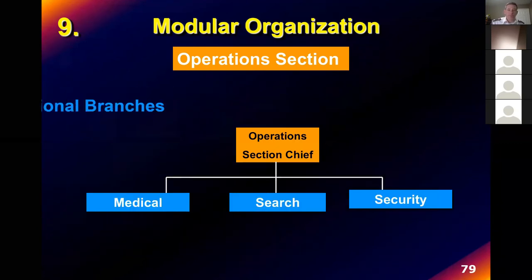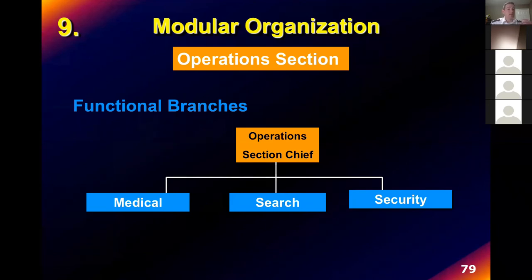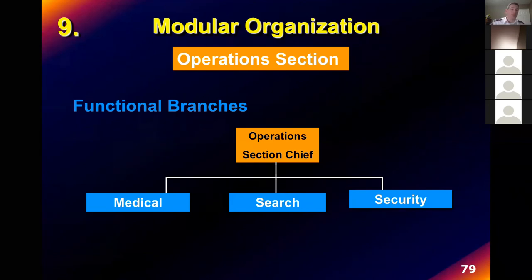Branches may, and so when we talk about functional branches, again, we might have a medical branch, a search branch, a security branch, with multiple search teams under them, multiple medical teams with different responsibilities that will manage various operational functions.